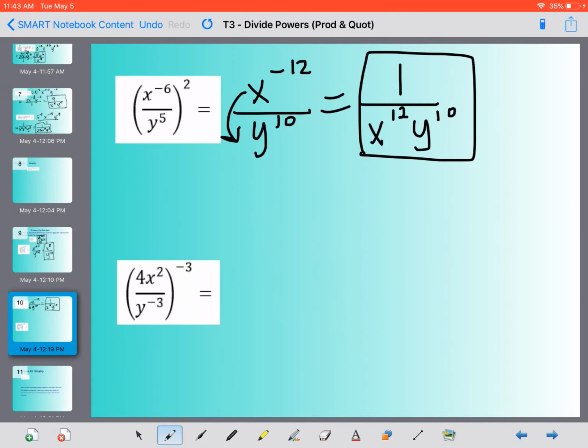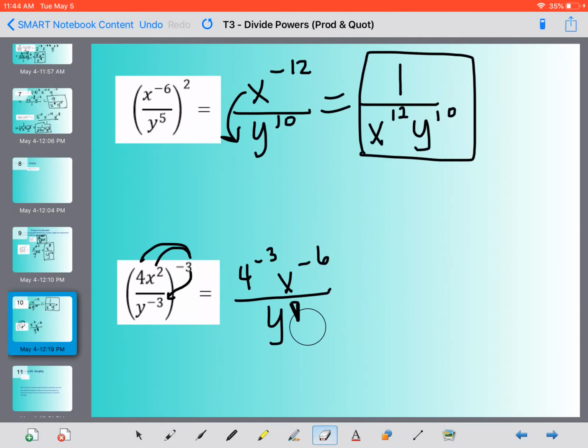Okay, let's try this last one. Here we have a product and we have a quotient all together. So we have two things going on here. So we're going to apply the exponent to both the 4 and the x squared. So that would be 4 to the negative 3, x to the negative 6, all over. Apply the negative 3 to the denominator as well, which will be y to the 9th power, because negative 3 times negative 3 is positive 9.